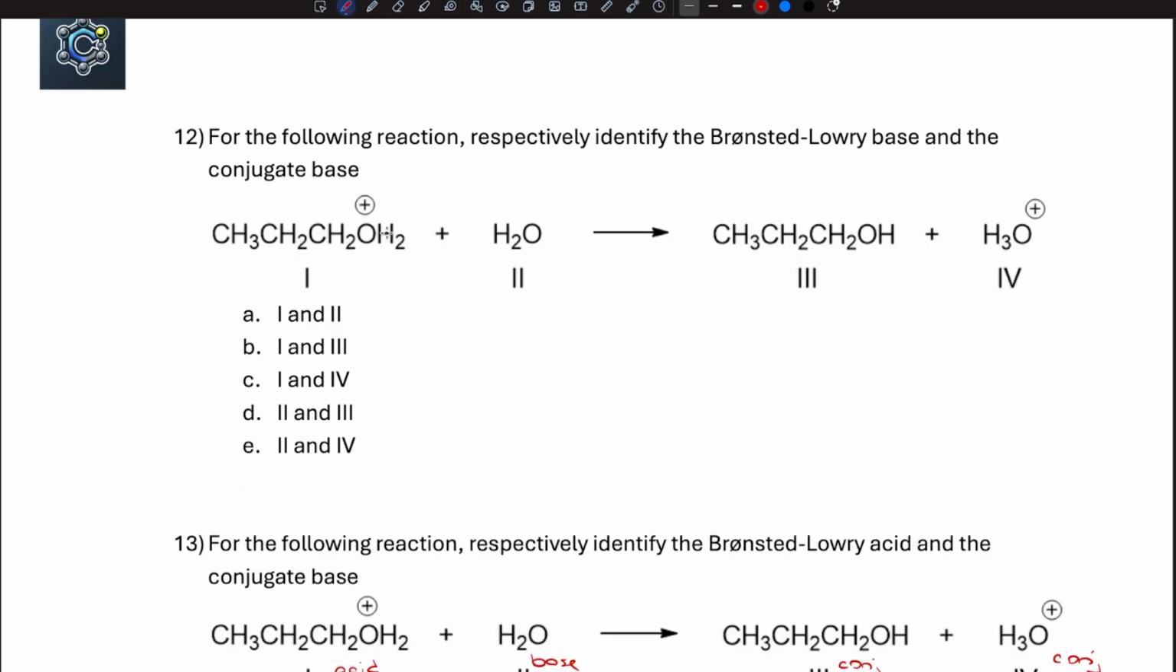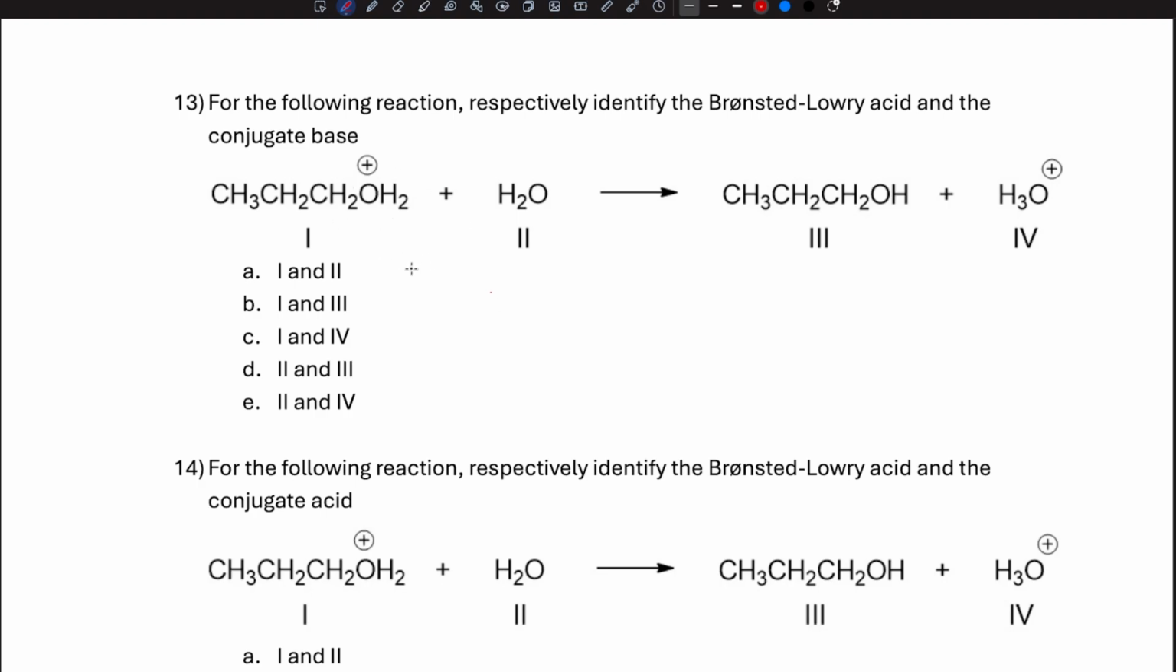In this question, remember that we just identified this, but just to recap, we identified that structure 1 donated a proton, and so this must be the acid. H2O accepted a proton, so it must be the base, meaning that looking from right to left, structure 3 must now be our conjugate base, and structure 4 must be the conjugate acid. And so the Bronsted-Lowry base is structure 2, and the conjugate base is structure 3. And so our answer is D.